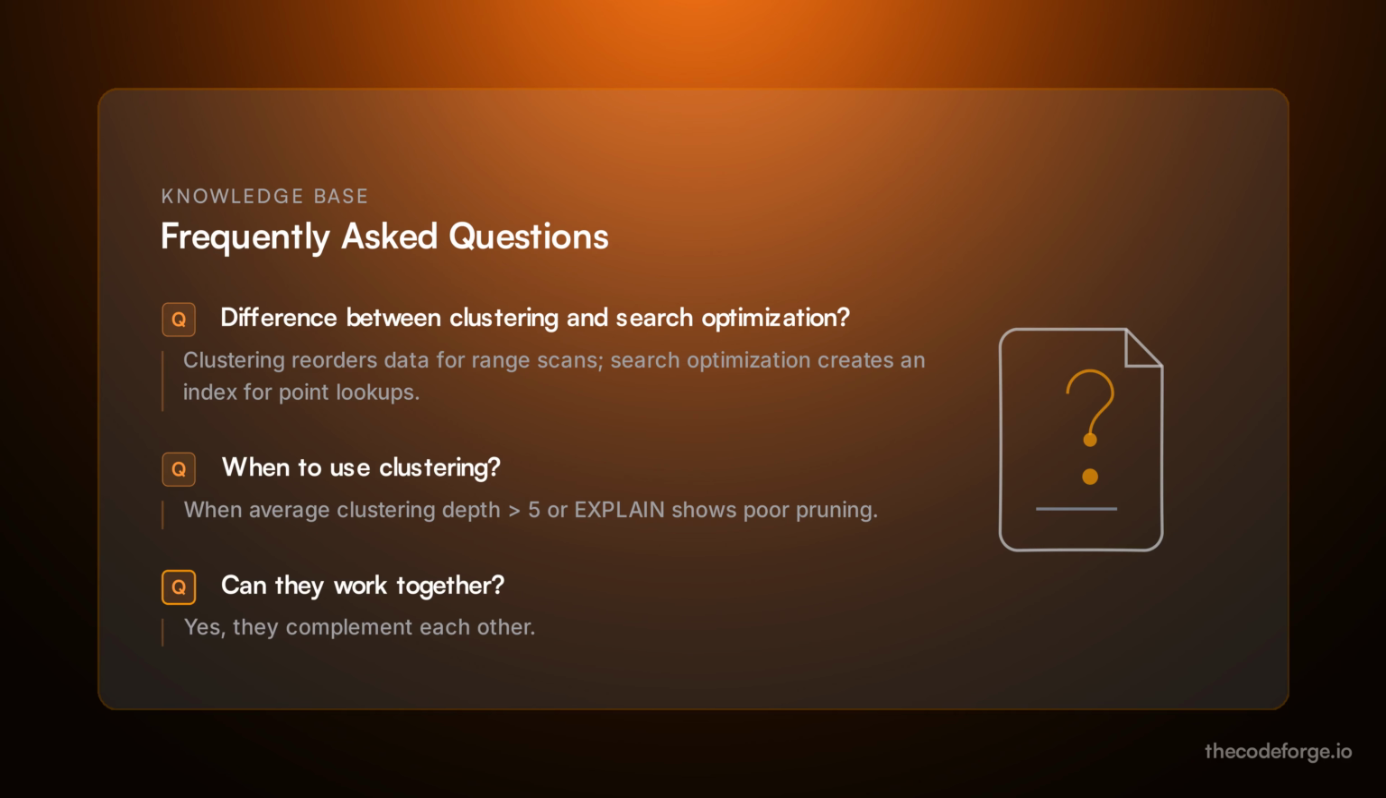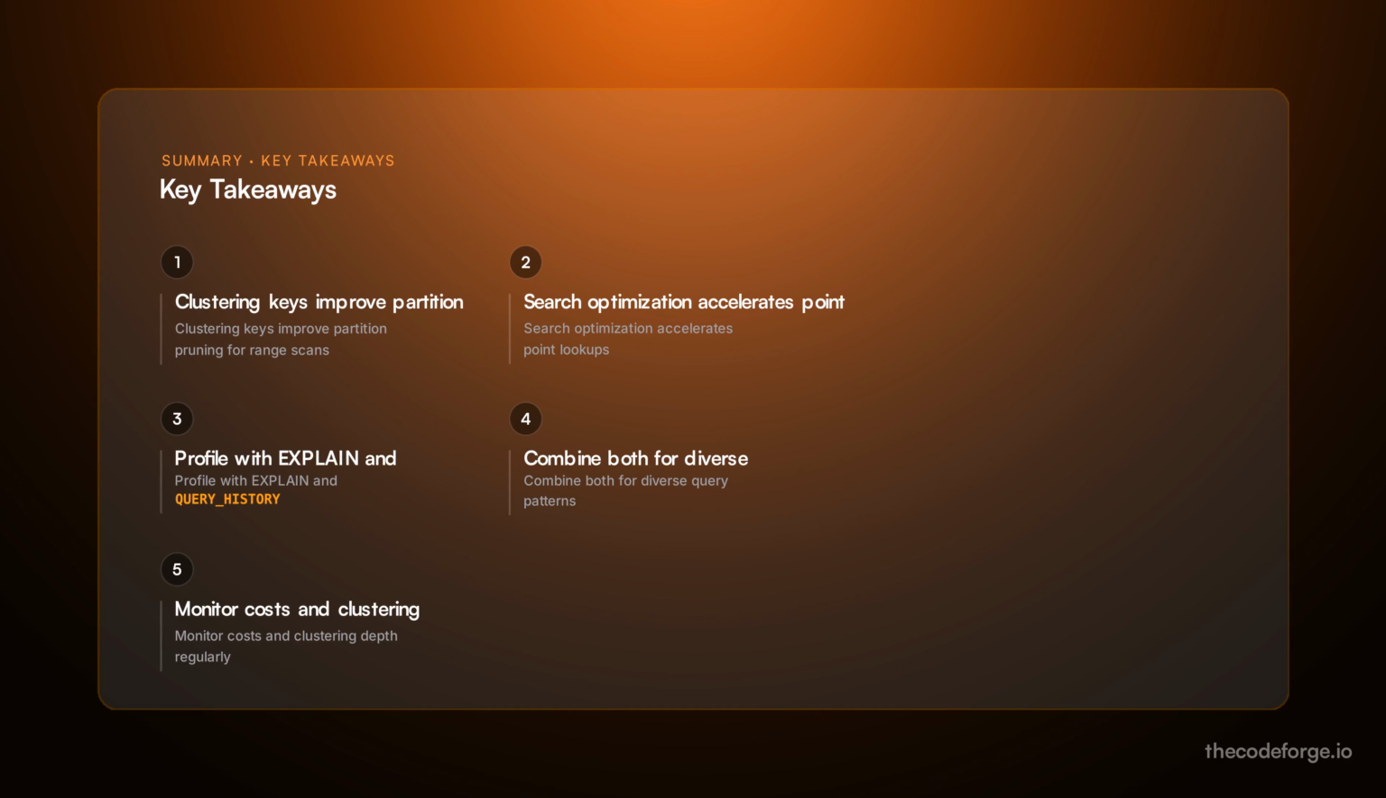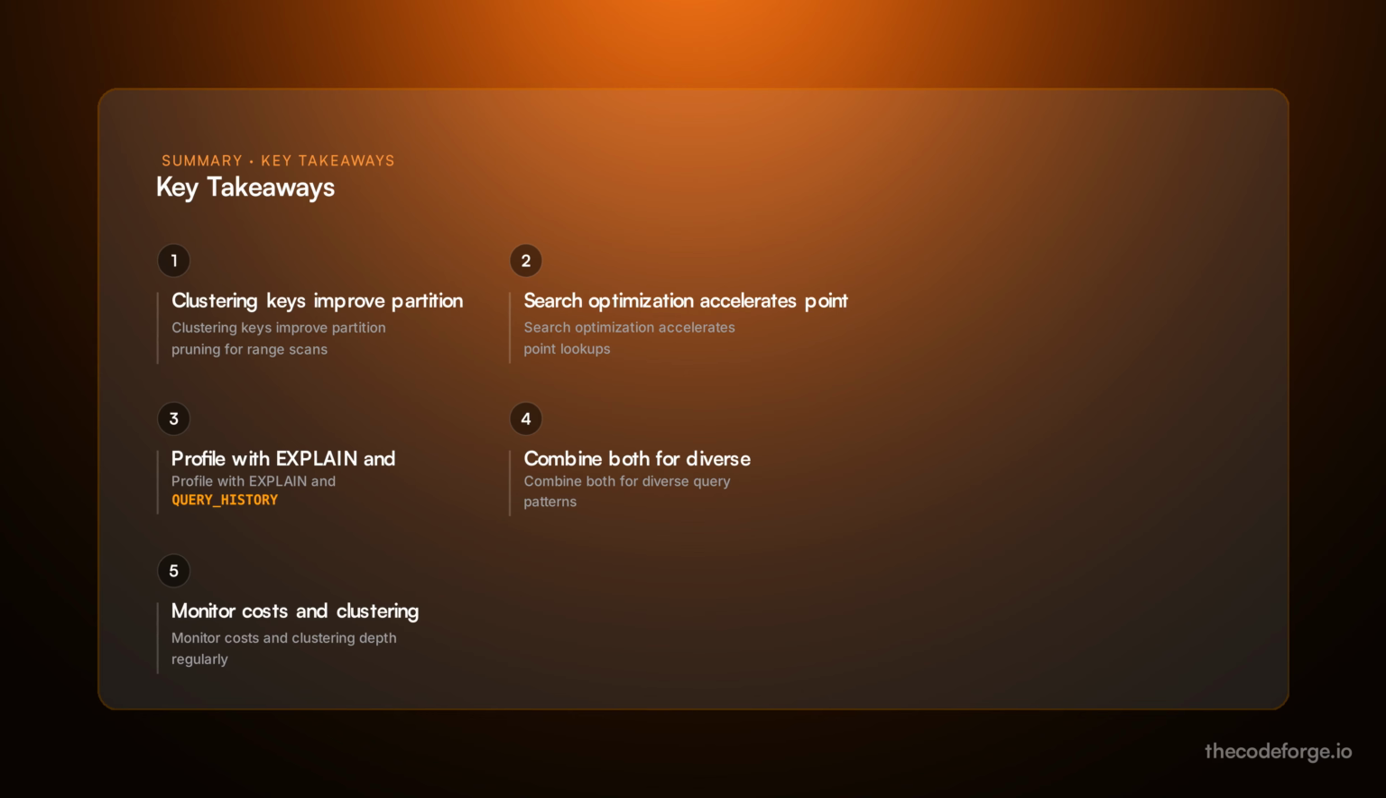They work together. To recap, clustering keys improve pruning for range scans, search optimization speeds up point lookups, and profiling helps identify bottlenecks. Combine them for optimal performance and monitor costs regularly.